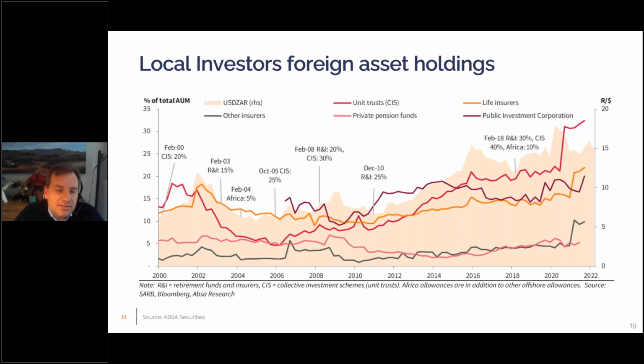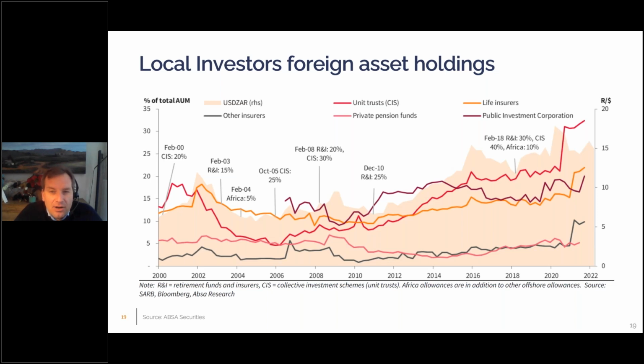It comes from Absa Securities, and this is local investors' foreign asset holdings. So the pink shading in the background is really the rand-dollar exchange rate. I would just focus on that and focus on the darker pink line, which is South African Unitrust CIS funds' offshore allocation. So we can see that the offshore allocation seems to follow the exchange rate. So as the exchange rate weakens, people put their money offshore, and there's also a bit of a correlation to what the offshore limits are.